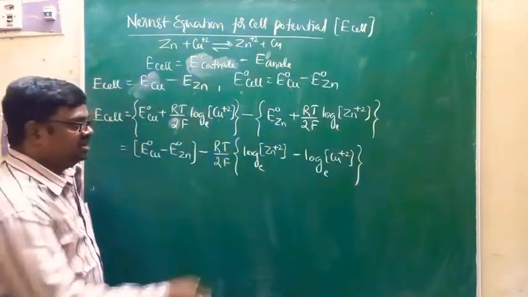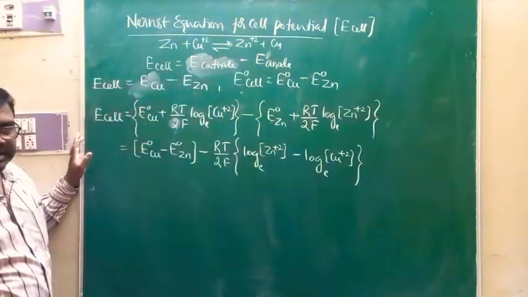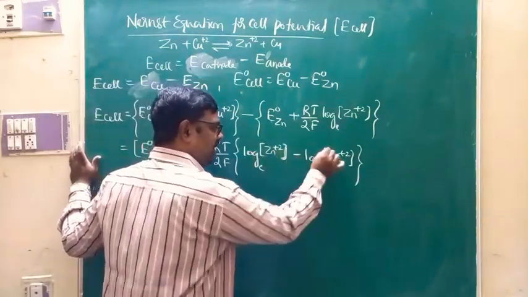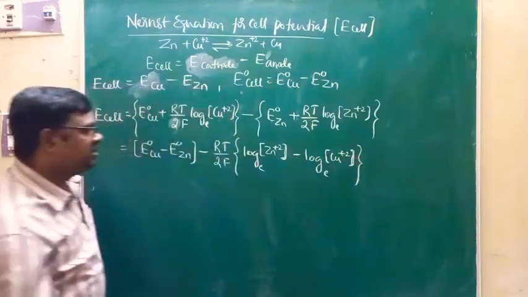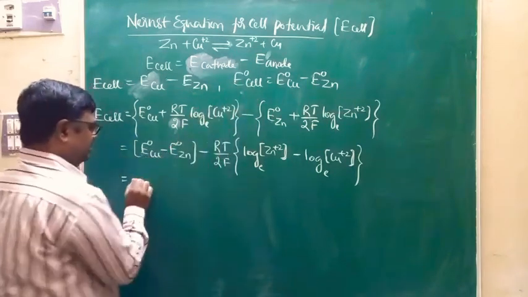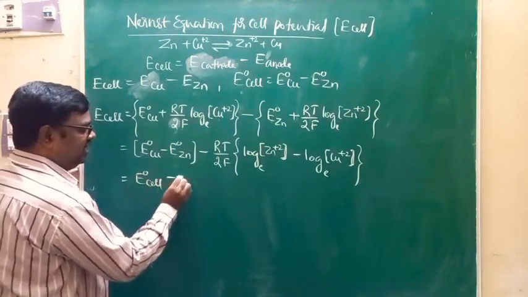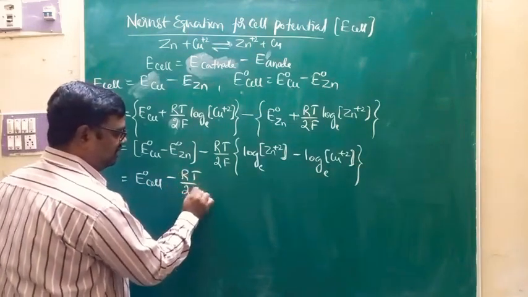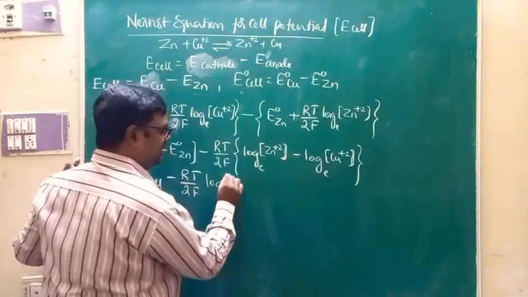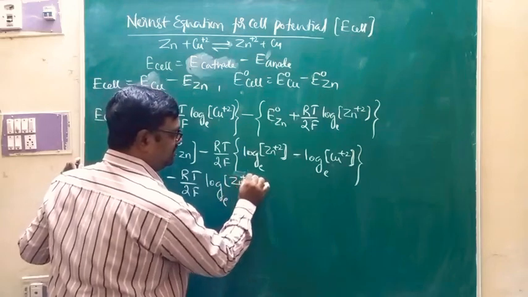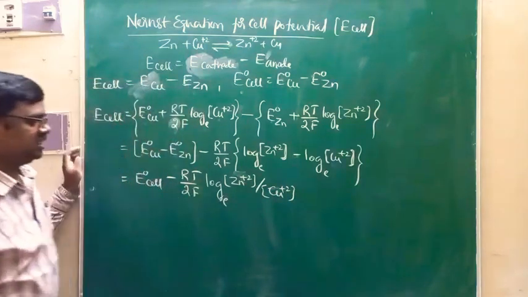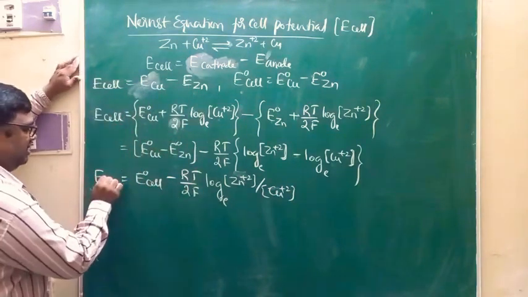If I write the symbol of the ion in square brackets, it means the molar concentration of the ion. Any symbol written in square brackets means the molar concentration of the ion. Now look, E0 of copper minus E0 of zinc is what? It is E0 of cell. Then minus RT by 2F, and of course log A minus log B is log A by B: log of the concentration of Zn2+ divided by the concentration of Cu2+. This is the expression for E of cell.